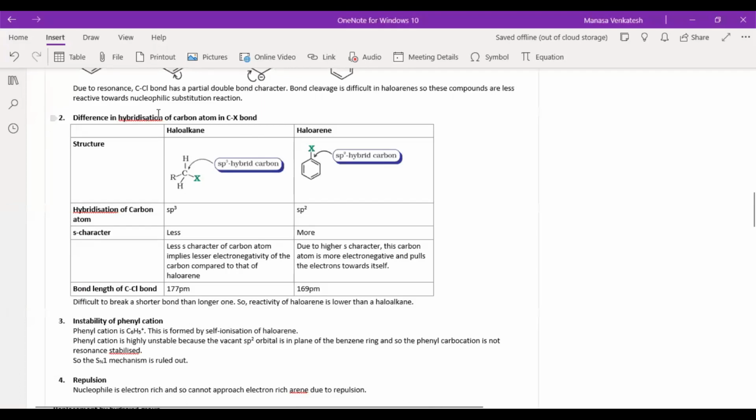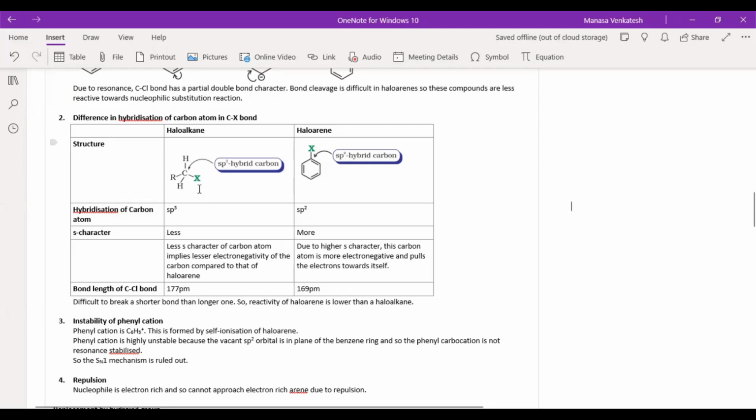Next reason is the difference in hybridization of the carbon atom in the C-X bond. So here you have a haloalkane and a haloarene. Here the carbon atom of a haloalkane is sp3 hybridized, whereas for a haloarene it's sp2 hybridized. So the s character in this case is going to be lesser than in this one. Because of the greater s character, the carbon atom is more electronegative, and it has the capability of pulling the electrons towards itself.